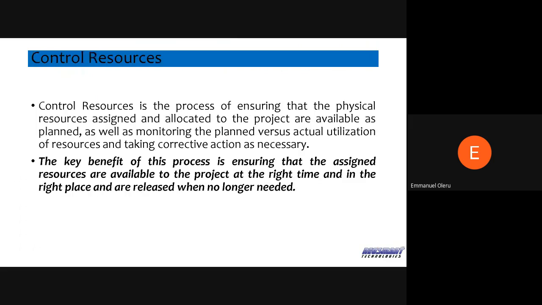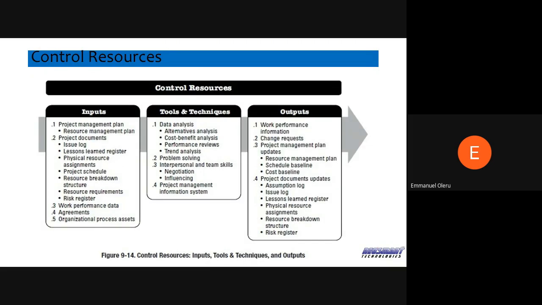Then the last one, which is control resources, is the process of ensuring that the physical resources assigned and allocated to the project are available as planned, as well as monitoring the planned versus the actual. Basically, you're just trying to control what have we planned, how are we managing it, are we utilizing them well to ensure that everything goes as planned. You can use tools such as alternative analysis, cost benefit, performance reviews, trend analysis. These are tools that you can use to control your resources, right?